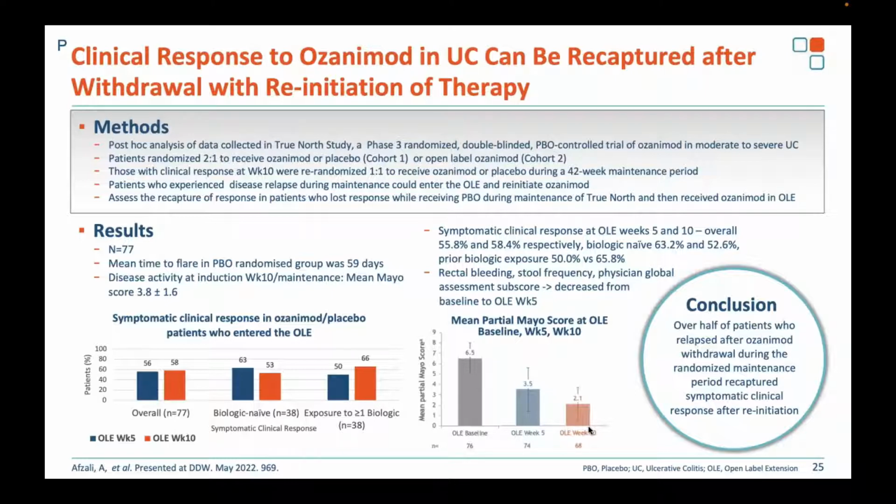There's also a little bit of evidence that there's a bit of a hangover here in terms of the time it takes to flare after you've withdrawn drugs. So you can see, if you look on the left-hand side, the mean time to flare in the placebo-treated patients was actually about 2 months, which is quite a long time. Remember that ozanimod has an active metabolite as well. In fact, I think its mechanism of action is largely felt to be through that active metabolite, which has a much longer half-life.